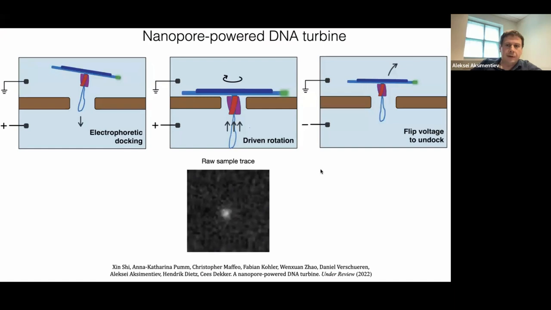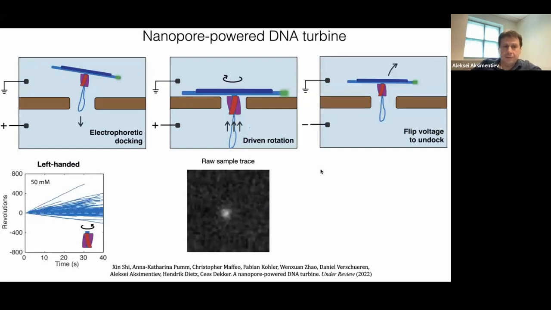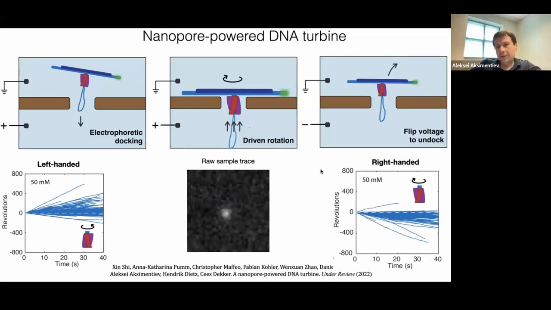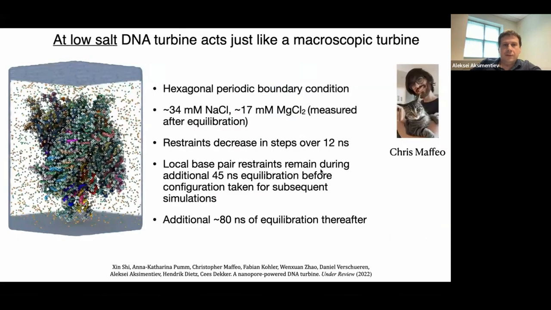And then once the experiment is done, you can eject it. And gratifyingly, it works as designed. The left-handed turbine spins in the way it was expected to spin, and the right-handed one spins in the way it was expected to spin. We used Frontera to simulate those systems.